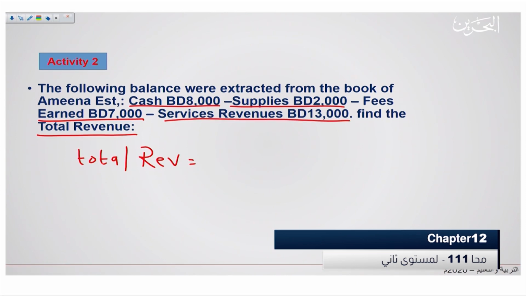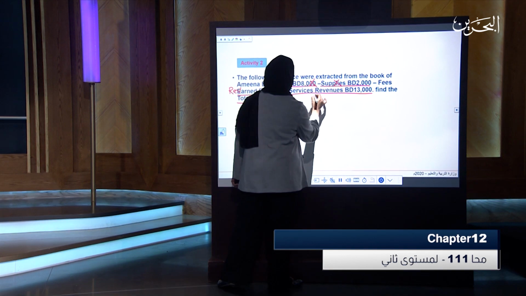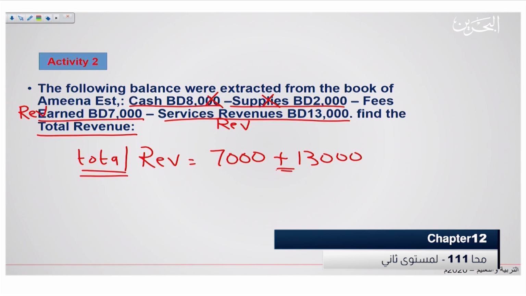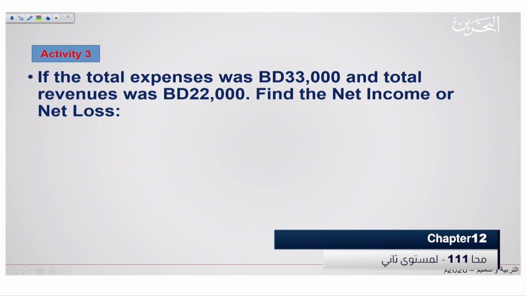So I will write down here total revenue, and I will go back to my question to classify what I have. Cash is not a revenue. Supplies is not a revenue, so I will not use them. Fees earned is a revenue. I will use it. Service revenue is definitely a revenue, so I will use it. I will write down here the amount, 7,000 BD plus 13,000 BD because they want us to find the total. That's why I will add. It will equal 20,000 BD. This is our total amount of revenue.